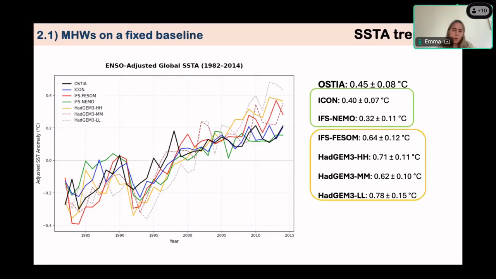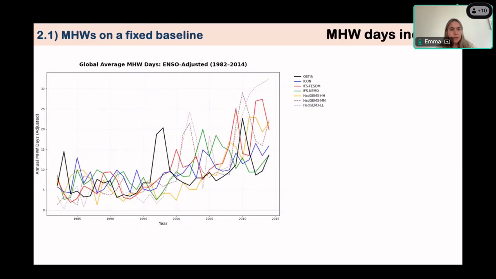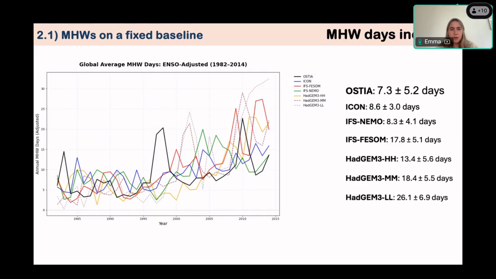And the other models are all overestimating to a certain extent, with, once again, the lower resolution HEDGEM being the worst performer per se. Similarly to this graph, we also look at the increase of marine heatwave days. So how many days there were globally in each model and in observations. And we have that the observed increase was 7 days.